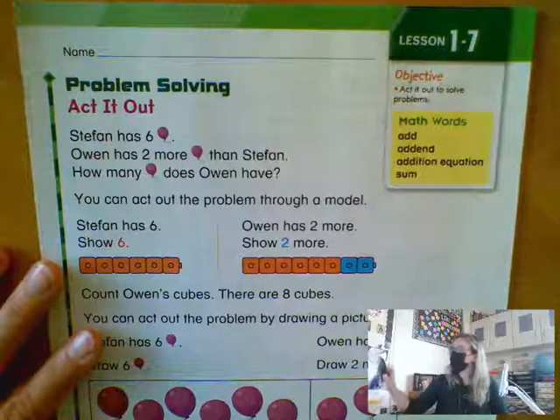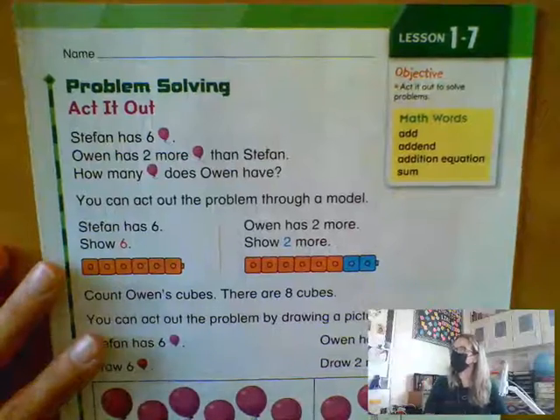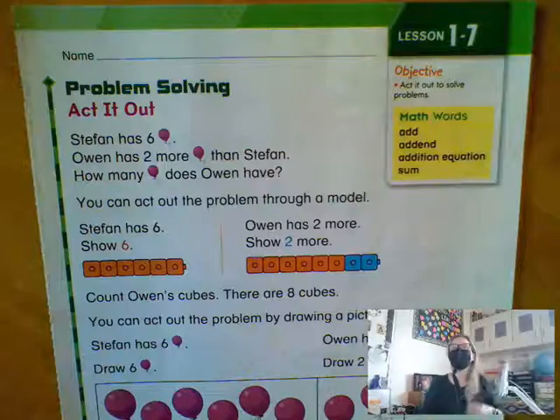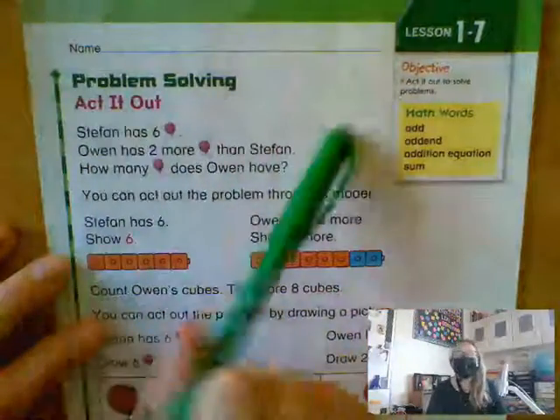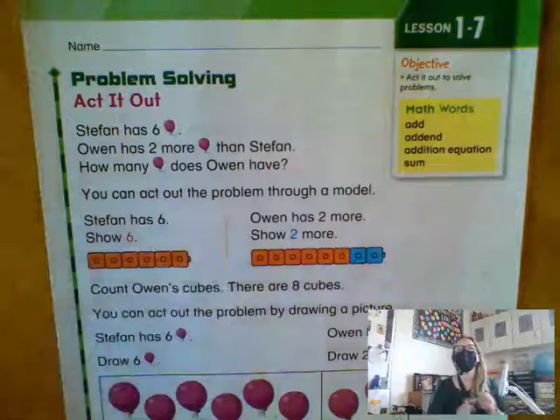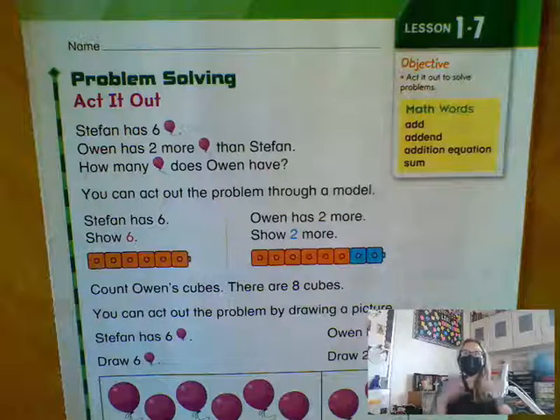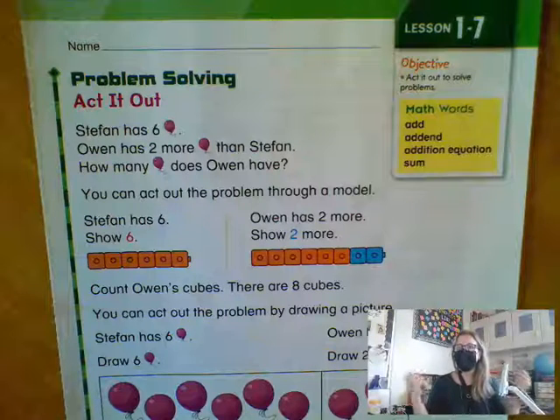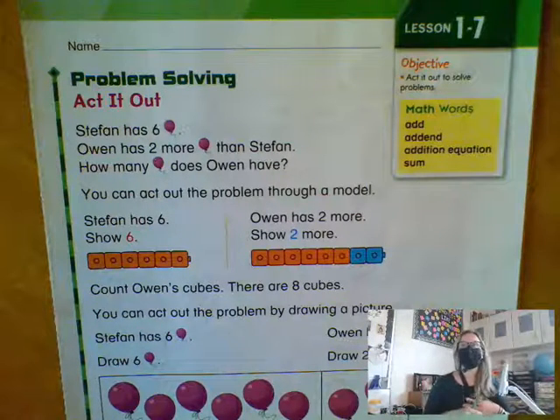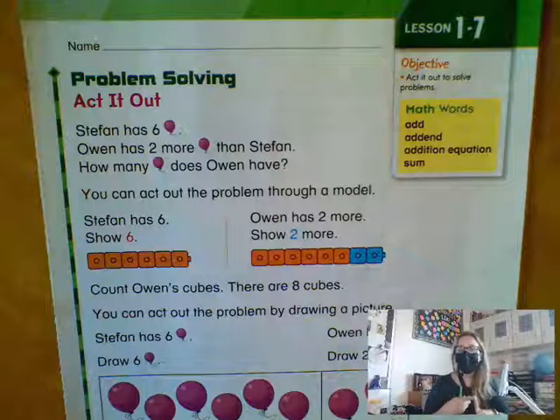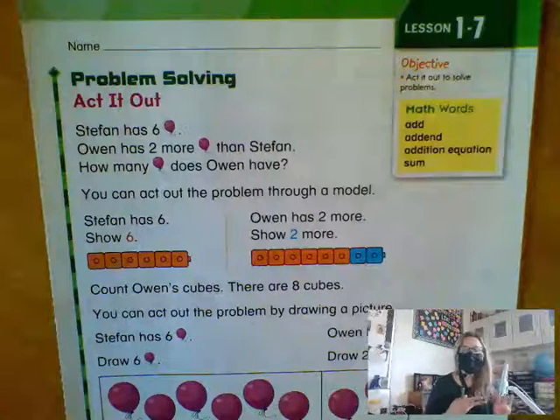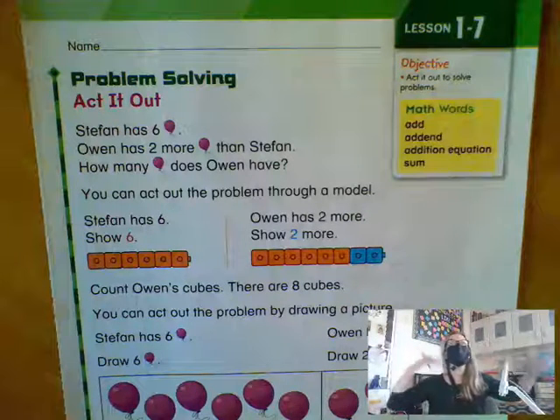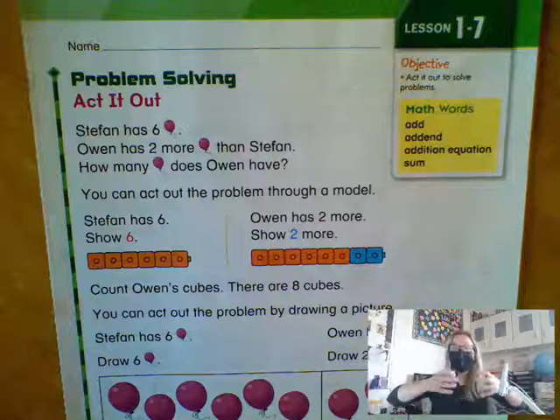So in today's lesson, we're on page 29, and it is lesson 1.7. It is called problem solving. Here's why, Mateo. In this chapter so far, we have talked about a lot of different addition strategies. We've talked about using a 10 frame to add. We've talked about using cubes to add. We've talked about using a number line to add. You've learned many different ways to bring numbers together.